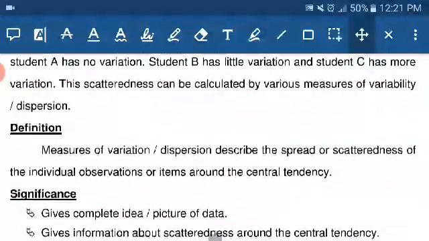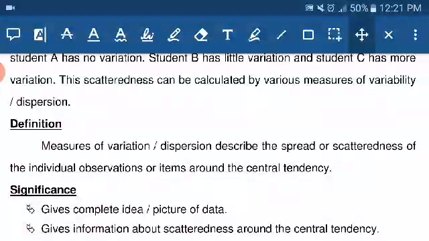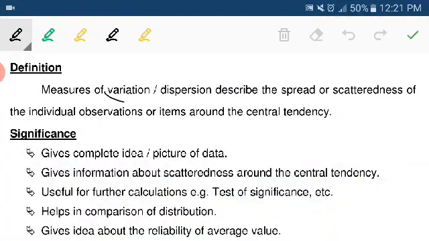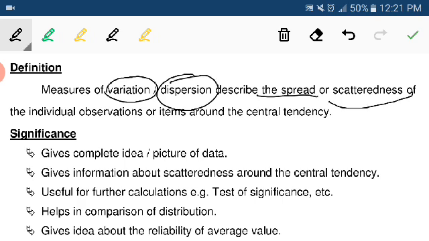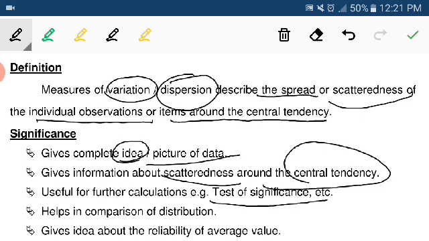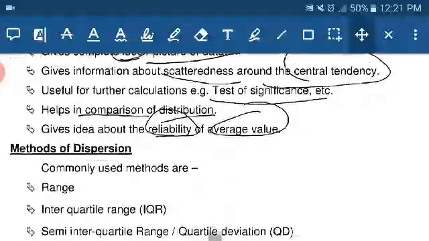The scatter can be calculated by various measures of variability or dispersion. Definition: a measure of variation or dispersion describes the spread or scatteredness of the individual observations or items around the central tendency. Significance: gives a complete idea or picture of the data, gives information about the scatteredness around the central tendency, useful for further calculation. Example, tests of significance help in comparison of distributions, give an idea about the reliability of the average value.